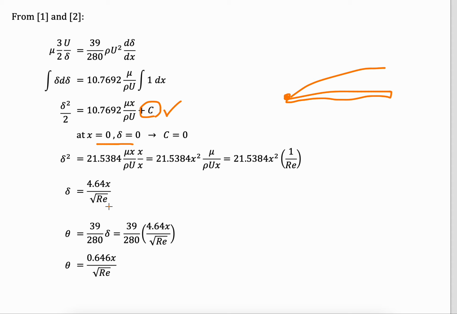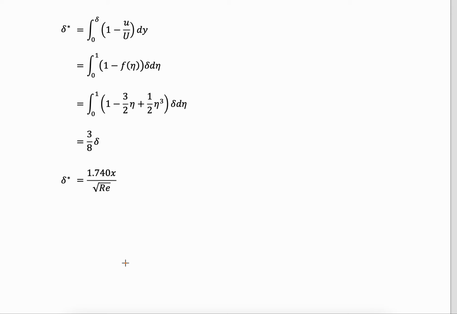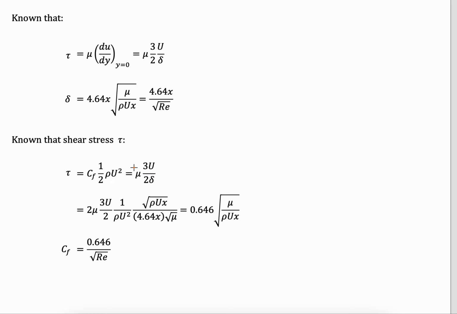And finally, we could determine the value of delta is 4.64x over square root Reynolds number. Then we could calculate the value of theta by substituting the value of delta, and we could get it is equal to 0.646x over square root Reynolds number. We could also calculate the delta star, and we get it is equal to 1.74x over square root Reynolds.